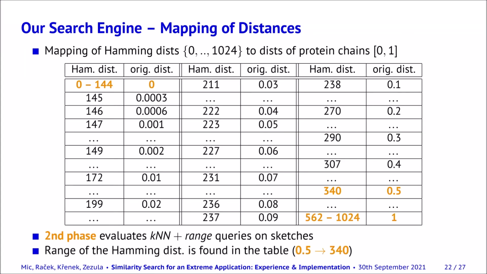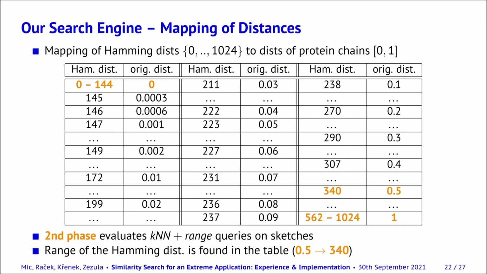This table is the sketch of the actual mapping used in our web application. Please focus on the orange values at the right side. Hamming distance 340 is mapped to the distance of protein chains 0.5. Therefore, if the long sketches of length 1024 bits differ in at least 340 positions, then the distance of the original protein chains is at least 0.5 with a high probability.